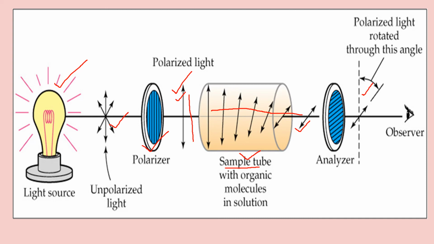And this is how we decide if it is rotating towards right. From here we observe it. What is the direction of rotation? If it is towards our right, it will be dextrorotatory. If it is towards left, we call it levorotatory. So this is how the analyzer helps in analyzing finally what is the nature of the organic compound.